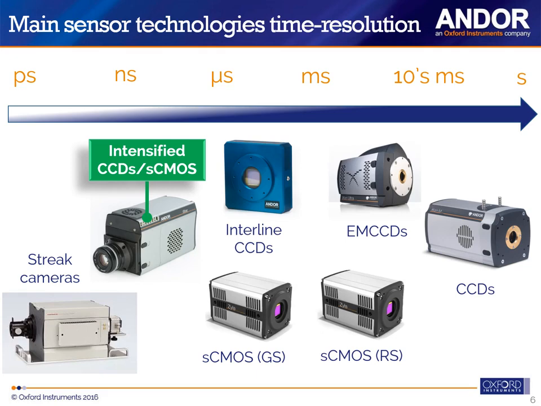EMCCDs and CMOS or scientific CMOS cameras are capable of faster acquisition rates, faster frame rates, but it's still in the millisecond to hundreds of microseconds time regime. On the other end of the scale, you have streak cameras, which are modules capable of picosecond type of resolution. So ICCD sits between streak cameras and CCD technology, being able to get down to nanosecond level time resolution.